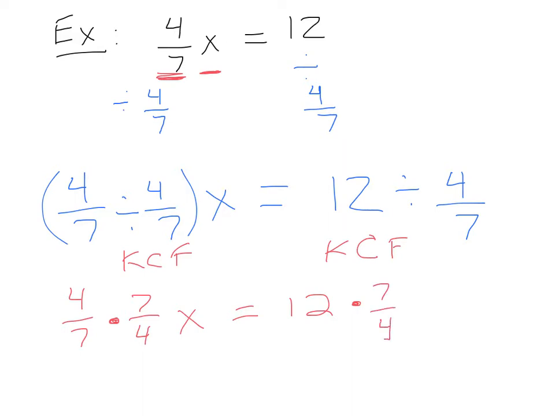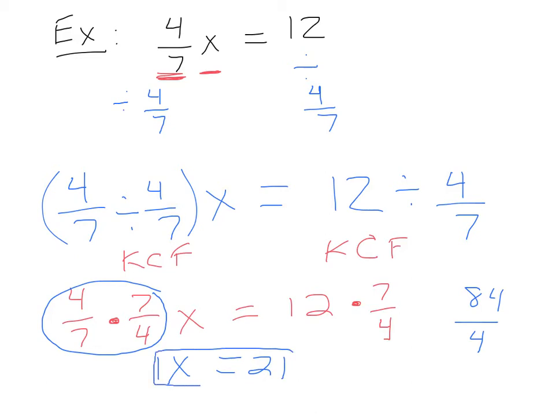Okay. If we go through the motions here, guess what you have? A number multiplied by its multiplicative inverse, which results in just 1x. And it's equal to 12 times 7 is 84/4. That result is 21. So that's your answer. X is equal to 21.